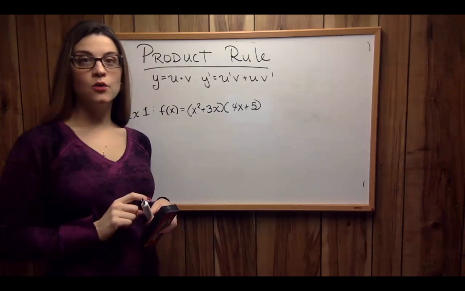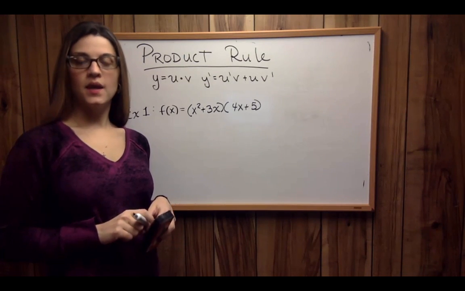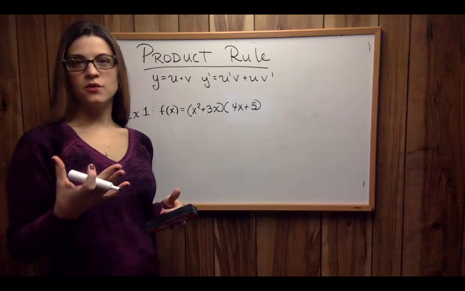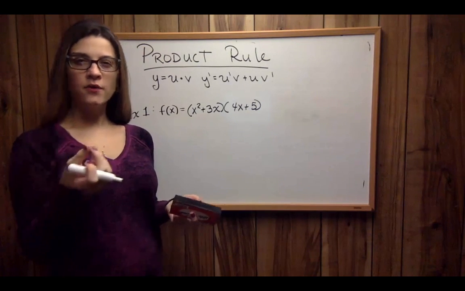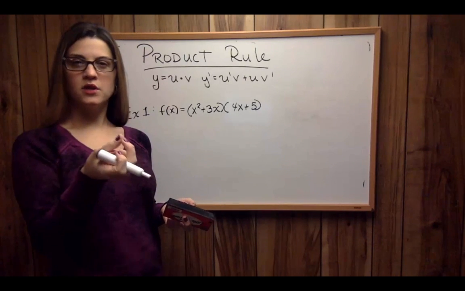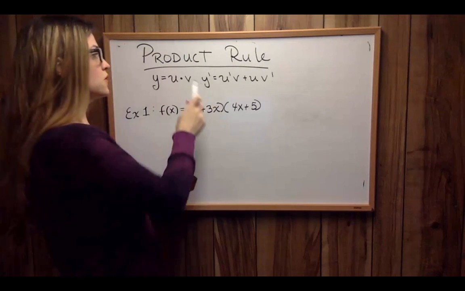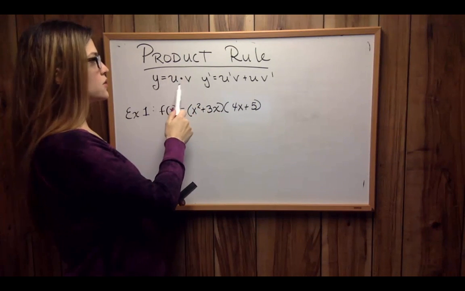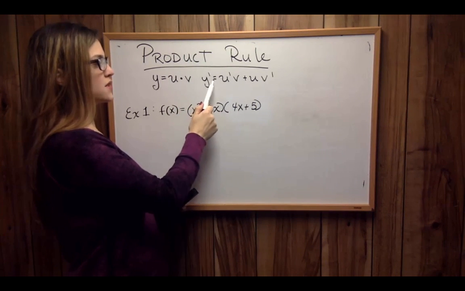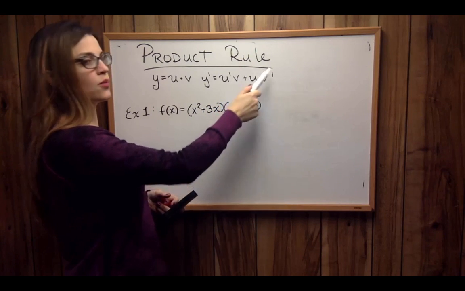Hi, in this video we're going to look at what's called the product rule. As we said before, if we have a term to an exponent, we have a rule for taking the derivative. But what if you have two terms being multiplied with each other, such as u times v? Well, the rule says if y is equal to u times v, the derivative y prime is going to be u prime v plus uv prime.